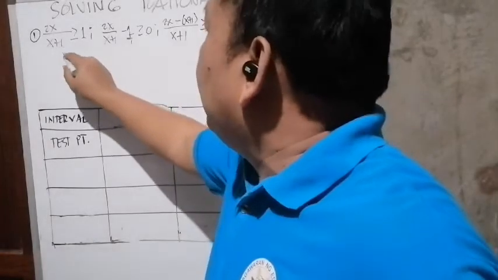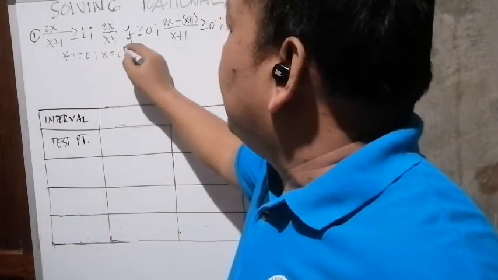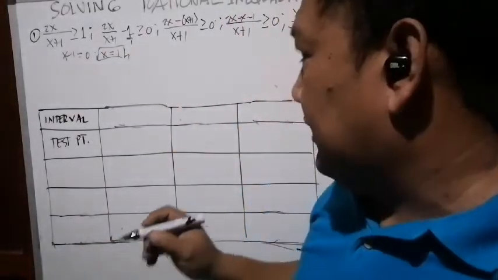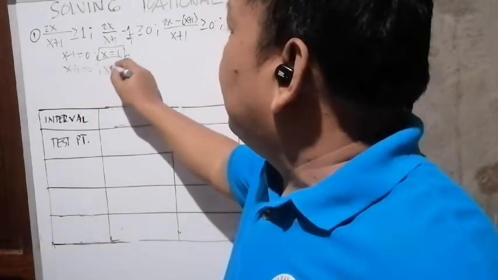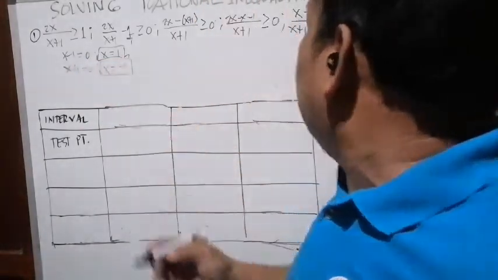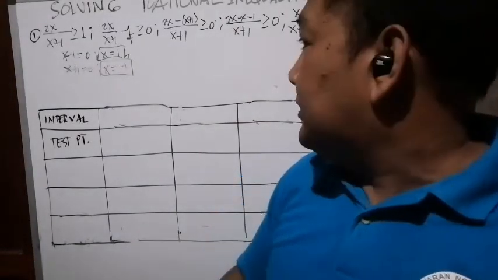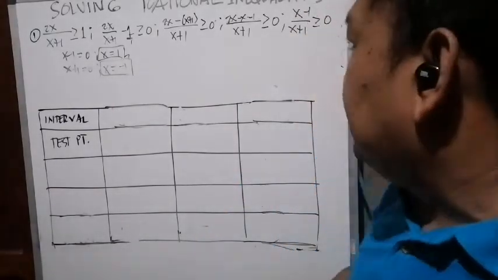So we have there x minus 1 equals 0. So that is x equals 1. So x equals 1 is a zero to the given rational inequality. And then x plus 1 equals 0. So we have x equals negative 1. X equals negative 1 will make our inequality undefined. Therefore, x equals negative 1 is not a solution to the given rational inequality.